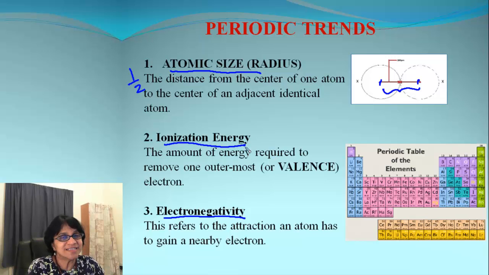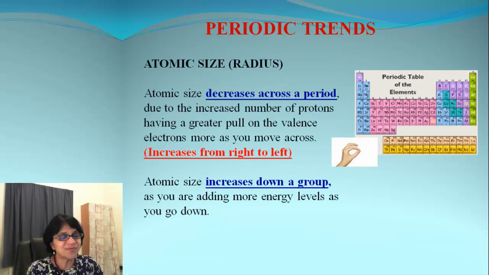Then there is ionization energy. This is the energy required to remove one electron from the last orbit, which is the valence electron. And then we have electronegativity. This is simply the pull of the atom towards the electrons. Okay, so let's find out how these properties change in the periodic table.